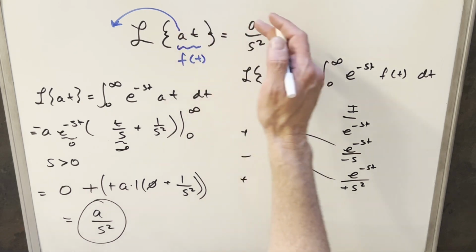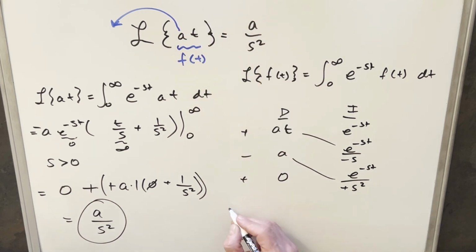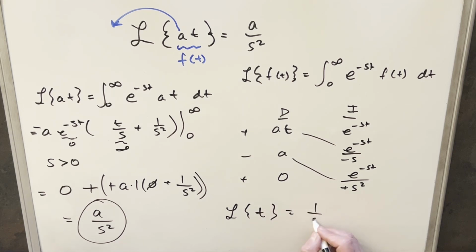You'll just notice when a is 1, we get 1 over s squared. So our Laplace, if you just want the Laplace of just t, that's going to be 1 over s squared. So there you have it, Laplace of at.